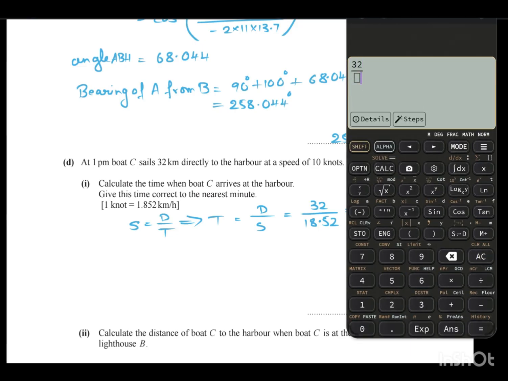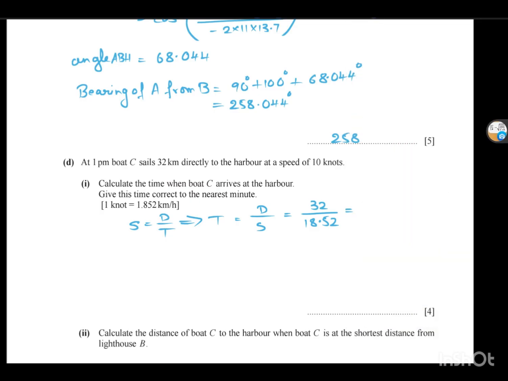Find out 32 by 18.52 is 1.7278. Now this 1.7278 is in hours. We need to know that in hours and minutes because we have to round it to the nearest minute. So just press the minutes and seconds button here. You will know the hours, minutes and seconds. See, 1 hour 43 minutes 40.30 seconds. Okay, write down that.